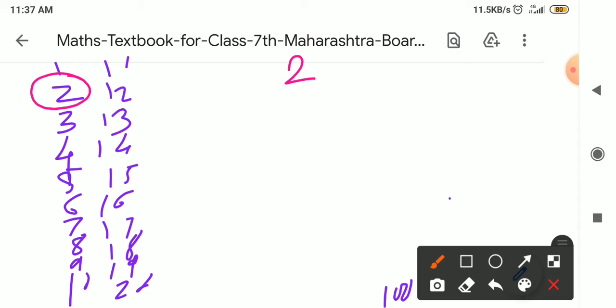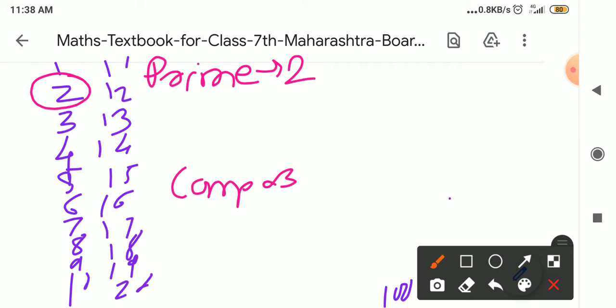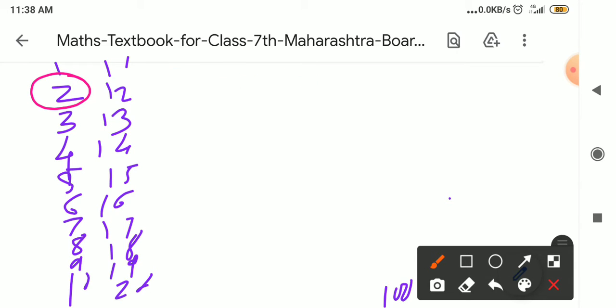Prime numbers are the numbers which are present in their own table or divisible by itself only. The remaining numbers, those which are not prime numbers, are called composite numbers. So from 1 to 100 you have to find the prime numbers. Let me tell you how to find them. The first prime number here is 2.